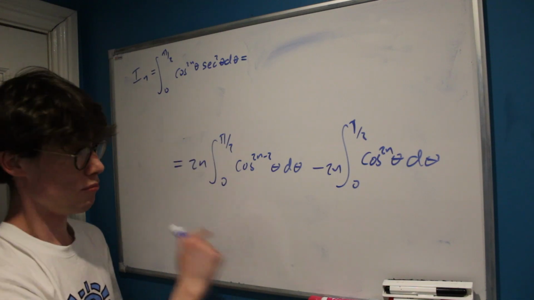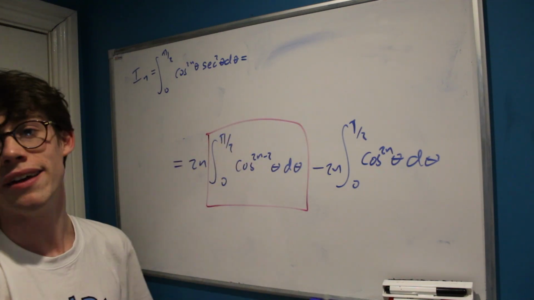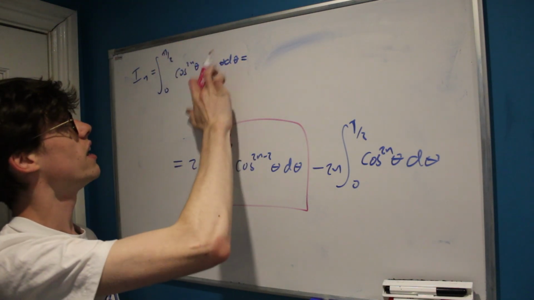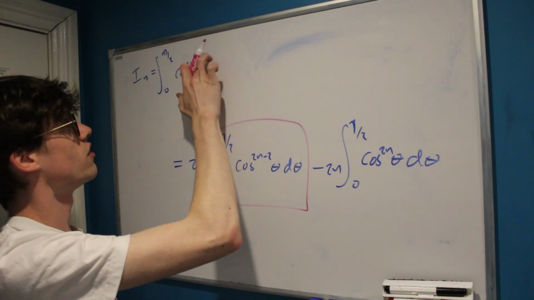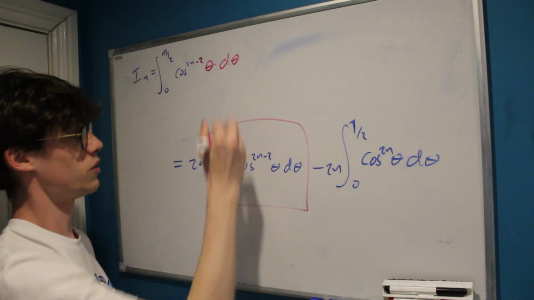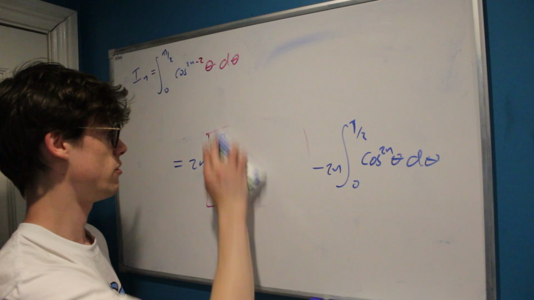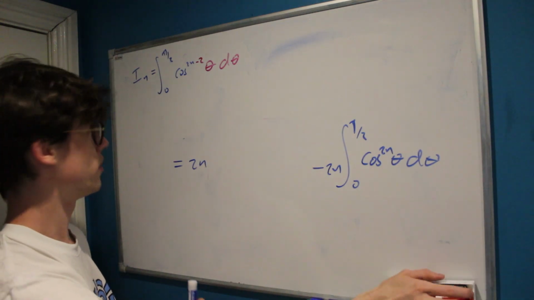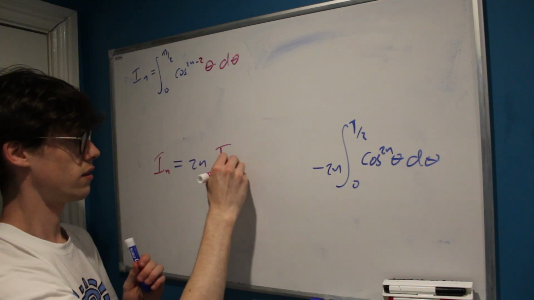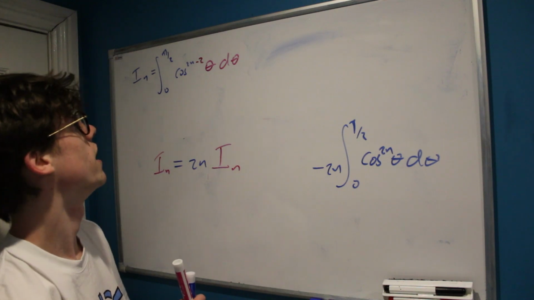Now firstly, this part here is the most familiar, because of course cosine to the 2n theta times sec squared theta is just the same thing as cosine to the power of 2n minus 2 theta d theta, which is exactly what we've got here. So that means this entire integral can just be written as I_n. So that's the first nice part that we've got. We've got I_n is equal to 2n times I_n. And now we've just got to write this integral in terms of I_n as well.